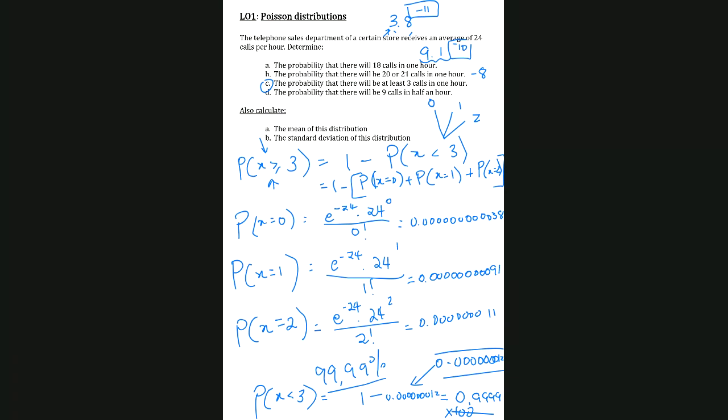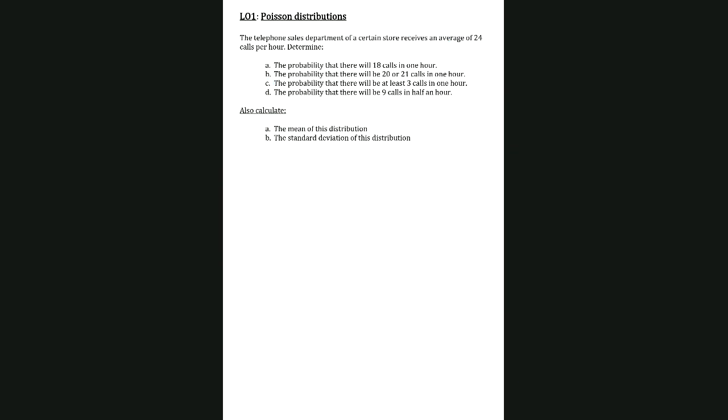Okay, so let's continue with question D. So this says to you, what is the probability that there will be 9 calls in half an hour? So why I had stressed earlier that the average of 24 is per hour is in particular for this question where they're now asking you what is the probability that there would be 9 calls but in half an hour.